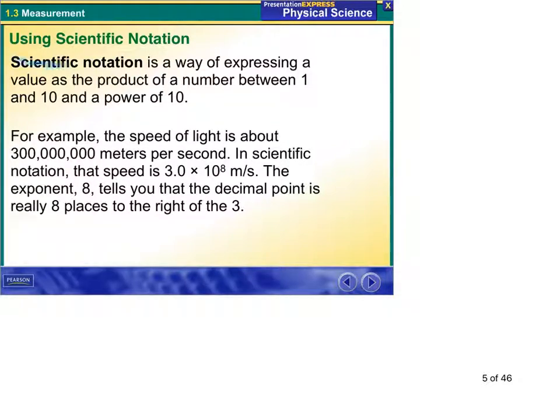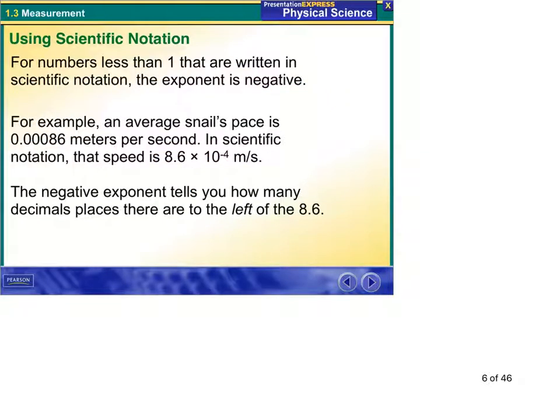Scientific notation, definition: a way of expressing a value as the product of a number between 1 and 10 and a power of 10. So the speed of light, about 300 million meters per second, we write in scientific notation as 3.0 times 10 to the 8th meters per second. For a really big number, we get positive exponents, with the decimal point moved to the right.